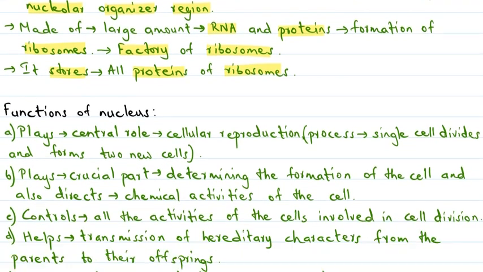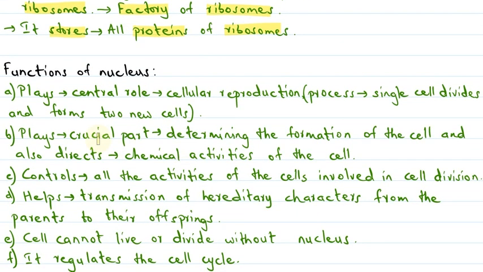Then we discussed the functions of the nucleus. So what does the nucleus do? It plays a central role in cellular reproduction. What is cellular reproduction? It is the process in which a single cell divides and forms two new cells. In this process of cellular reproduction, the nucleus plays a central role.